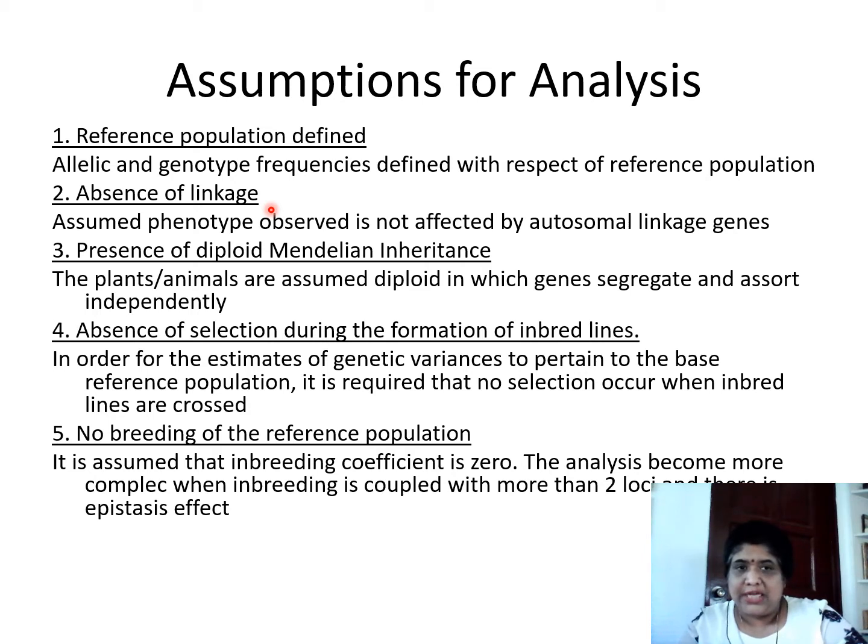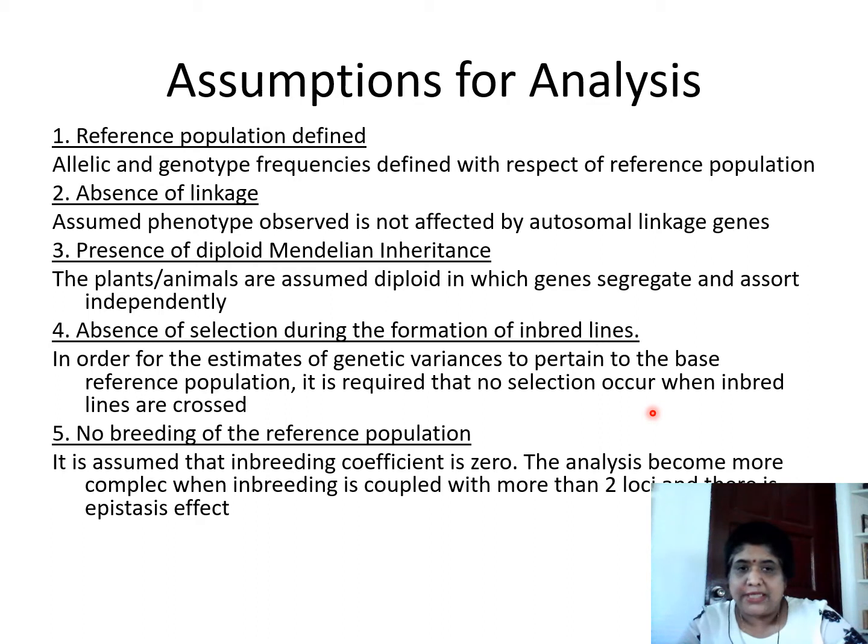And number 3 is the species of study, whether it's animal or plant, they should follow Mendelian inheritance, where they are diploid and the genes segregate and assort independently. Number 4, during the formation of lines or formation of the reference population, there must be absence of selection, and for that we can estimate the genetic variance with reference to the reference population, where no selection occurs when inbred lines are crossed.